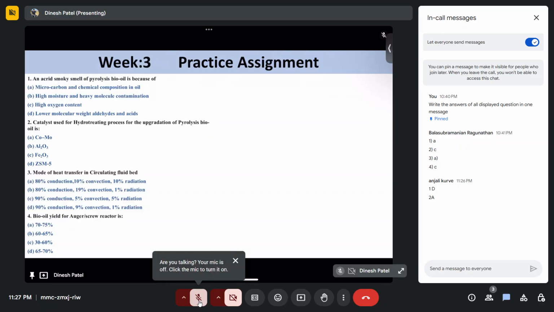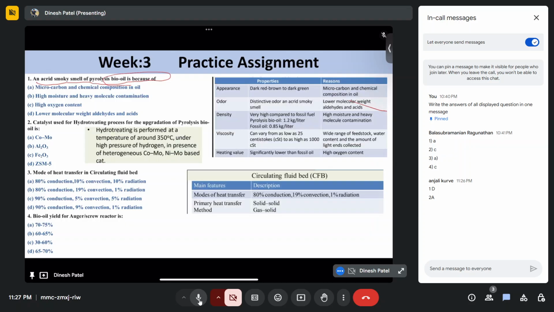Let's see the answer of this. The acrid smoky smell of pyrolysis bio-oil is because of. As you can see here, these are the different properties and the reasons are given in your slides only. The smoky smell is because of the lower molecular weight aldehydes and acids. So the correct answer is D. Widely used catalyst for the hydrotreating process for the upgradation of pyrolysis bio-oil: the upgradation of pyrolysis bio-oil is done by cobalt molybdenum and nickel molybdenum catalysts. So the correct answer is A.